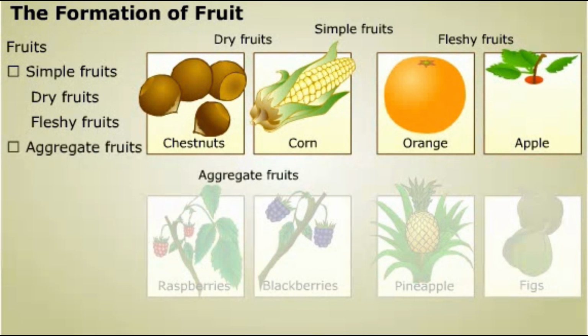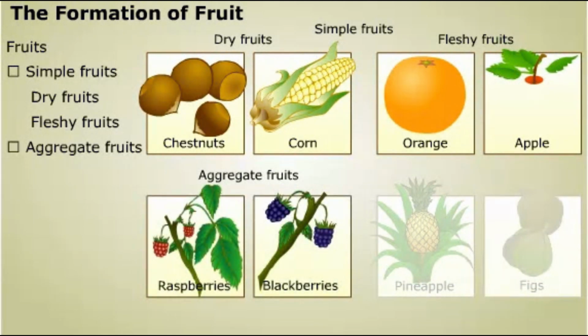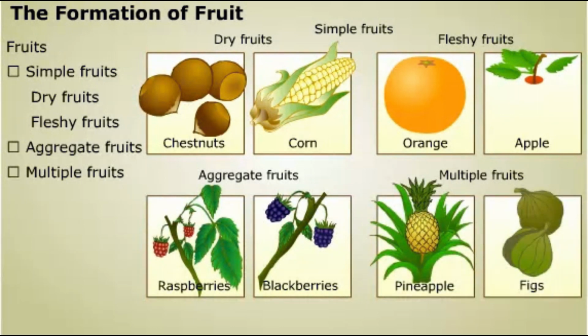Aggregate fruits form from multiple ovaries of a single flower. Raspberries and blackberries are examples of aggregate fruits. Multiple fruits develop from the ovaries of different flowers that fuse together. Pineapples and figs are multiple fruits.